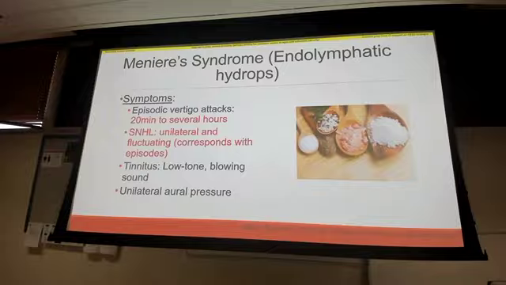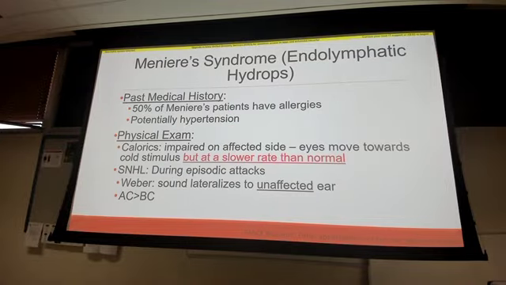They may have tinnitus, they may have unilateral aural pressure, but those are the key indicators: the timing, and then that fluctuating sensorineural hearing loss. About 50% of patients have associated allergies, so you might see that in the patient's past medical history in the vignette. They may have hypertension. Again, that kind of makes sense because patients with hypertension have distended blood vessels, and potentially high sodium intake, okay?